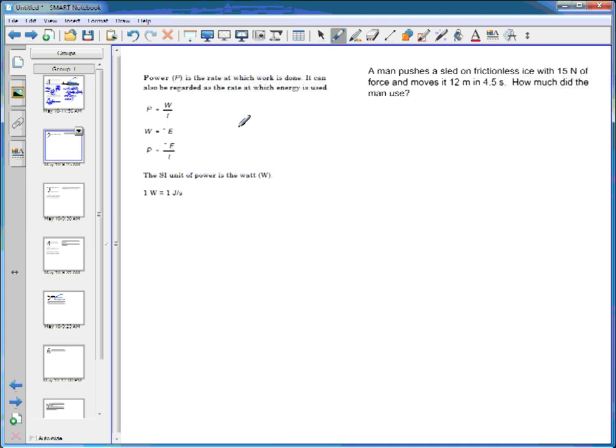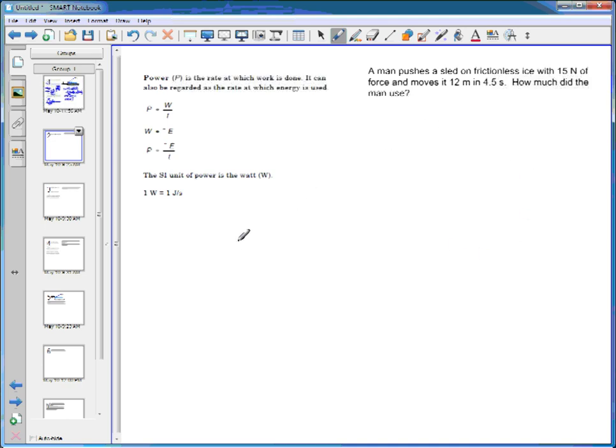But work is also the expenditure of energy, or the use of energy. So power is also equal to the amount of energy used over time. The SI unit for power is the watt, where 1 watt is equal to 1 joule per second, or 1 Newton meter per second.